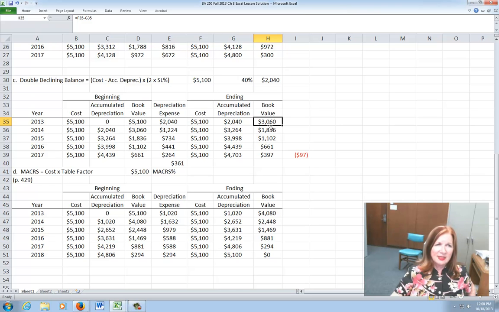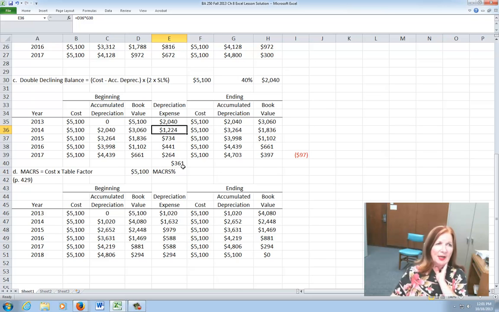So now this is the ending book value at the end of year 2013. I want to check that for the beginning of 2014, so I put in the cost. I make the accumulated depreciation equal to the depreciation expense, or the accumulated depreciation, they're both the same. And then I subtract them from each other, and the first 3 columns of 2014 equal the last 3 columns of 2013. So I know that I have the correct amounts.